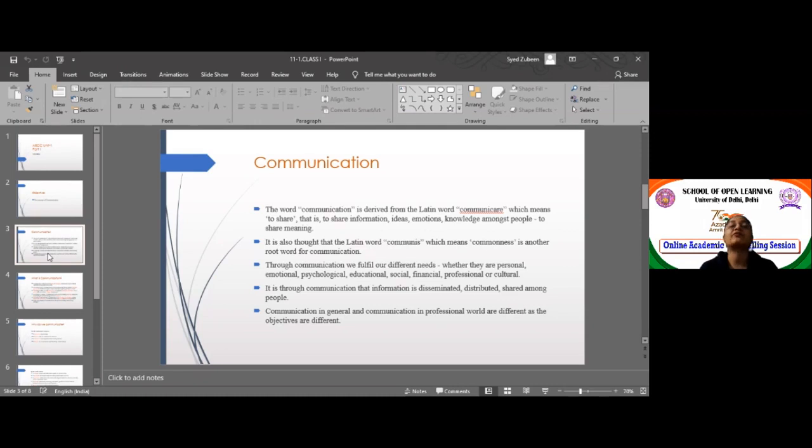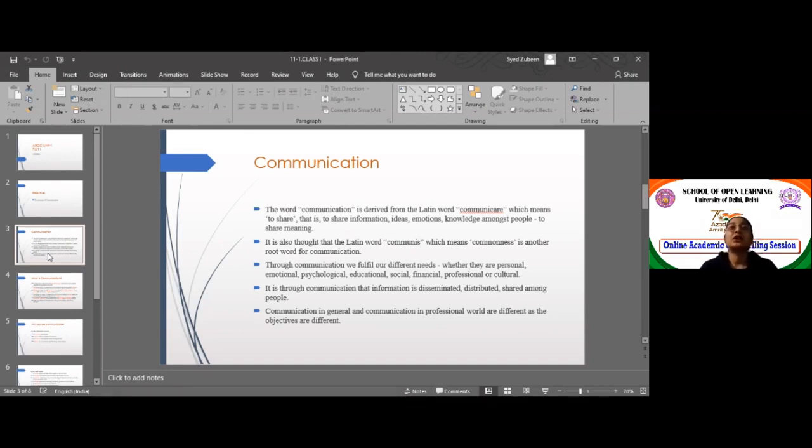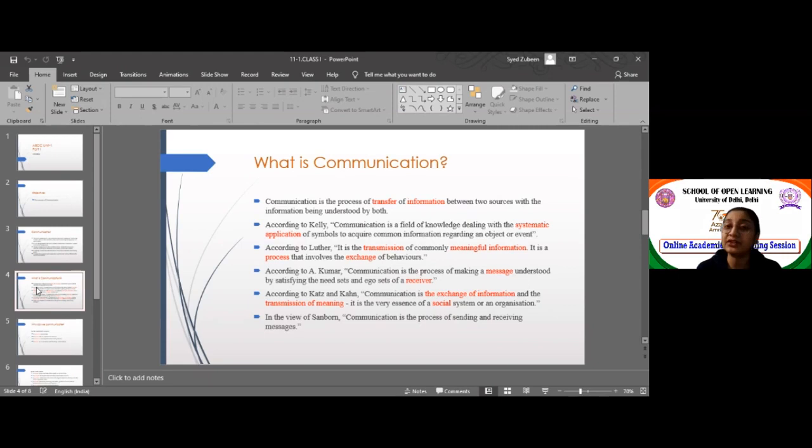And we as human beings have been communicating on various levels. To discuss, or to talk about, or fulfill our needs, whether it is social, educational, psychological, financial, professional or cultural in its nature. Then we looked at a few definitions of communication, where the keywords were transmission, transfer of information, meaningful information that is to be shared, exchange of behavior, a message that is sent by the sender and received by the receiver. All right. And it is a social system that we follow while we are communicating.